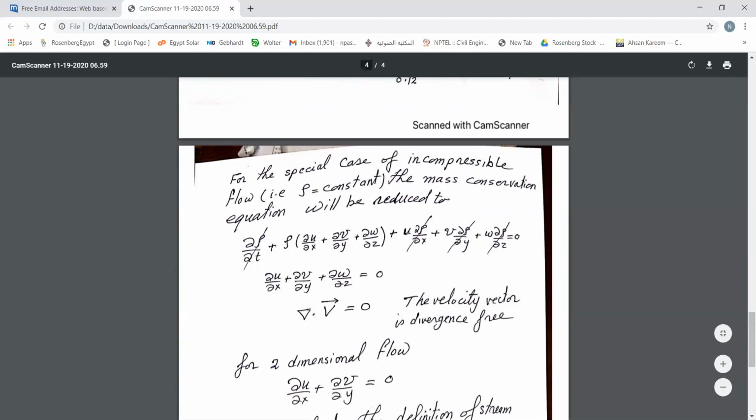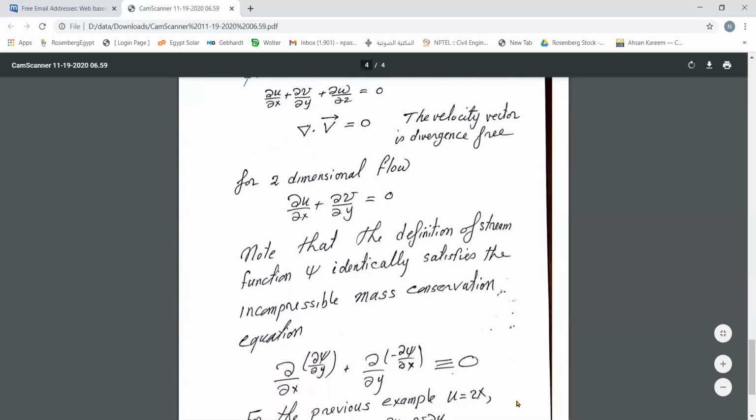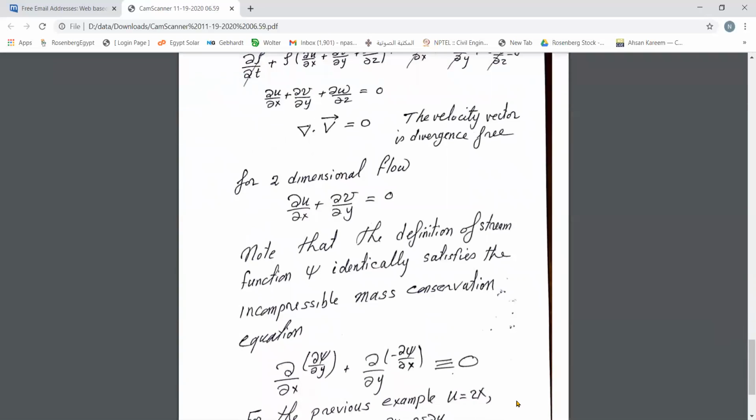I want to remind you, this exactly satisfies the mass conservation when we use the stream function. You remember last time we talked about the stream function, when we said u equals d psi by dy and v equals minus d psi by dx, and the difference in psi represents the volume flow rate between the streamlines. And psi has a constant value on each streamline, okay? Now, if we replace u with partial psi partial y, and replace v with minus partial psi partial x, this equation is identically zero.